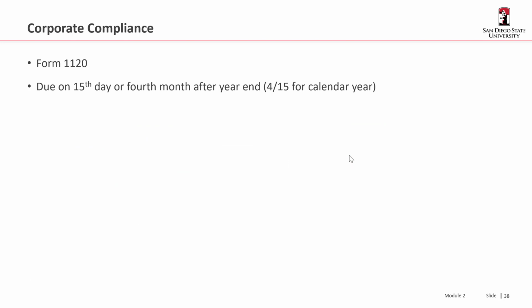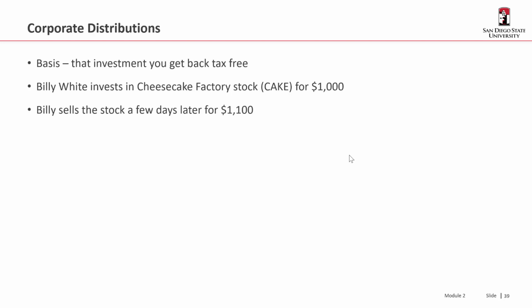Corporate compliance, again, a Form 1120. These are now due on April 15th. There was a time, 5-6 years ago, that they were due on March 15th. That's no longer the case. The corporate deadline is generally the same as the individual deadline. So April 15th. But remember, corporations can have fiscal year ends. So 4/15 for a calendar year end. Almost all individuals are calendar year end, but a corporation has a lot of flexibility.